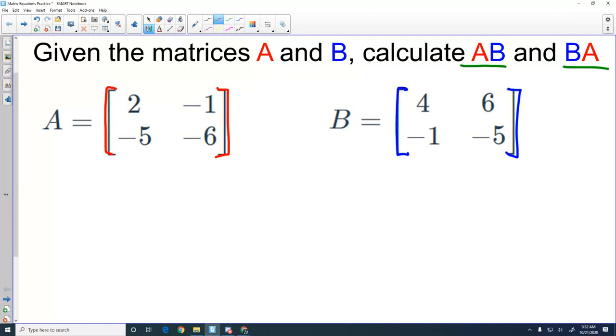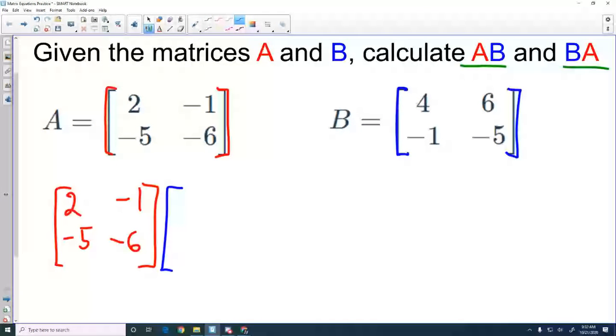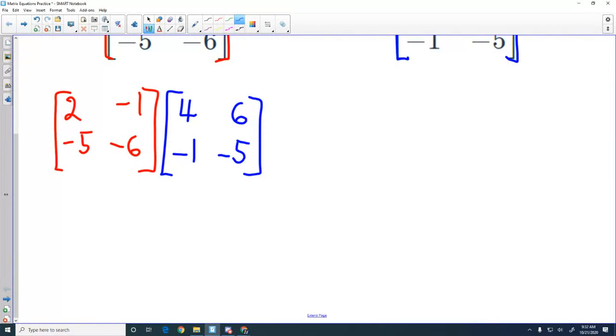So we're going to start by multiplying A times B. So we're going to take 2, -1, -5, -6 times matrix B, 4, 6, -1, and -5. We're going to multiply these two matrices together. And so remember, you take the rows of the first matrix times the columns of the second matrix. And you multiply the like terms, or the corresponding terms. Corresponding means the first term in each grouping goes together and the second term in each grouping goes together.